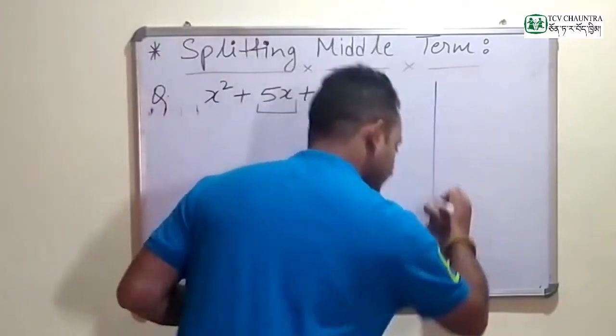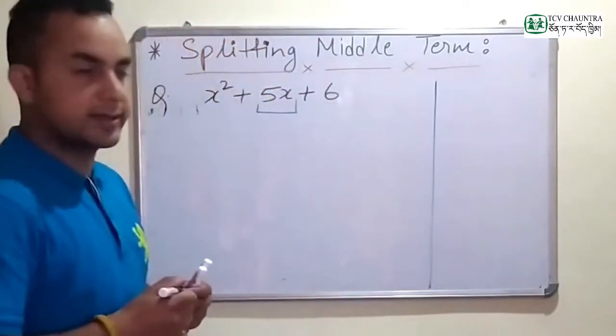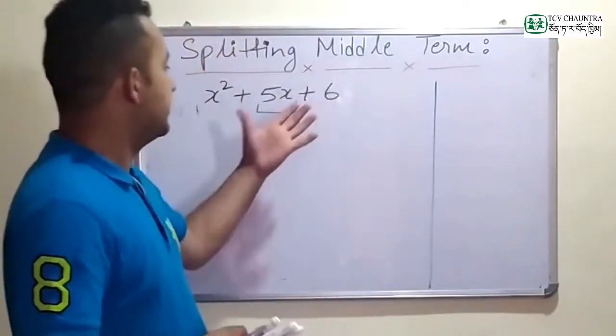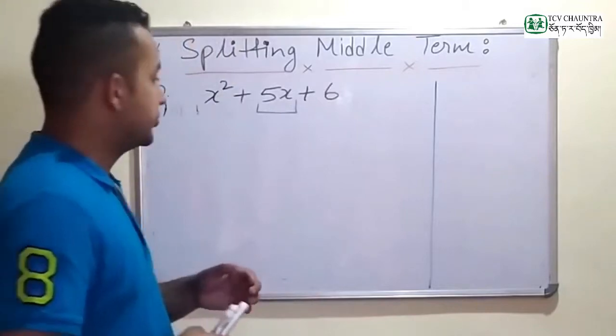Now how are you going to solve this? You have certain steps to split the middle term of this factorization.